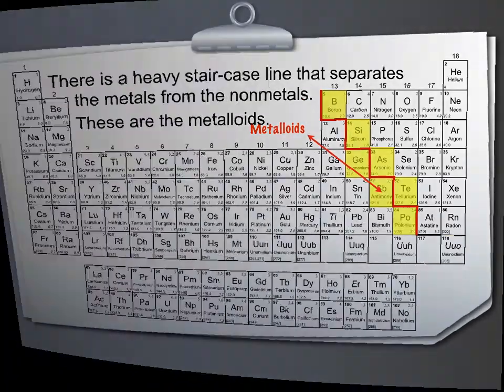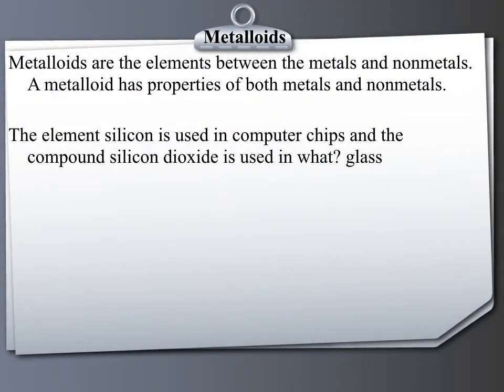Now, what makes a metalloid a metalloid? Metalloids are elements that have properties of both metals and nonmetals. The element silicon is used in computer chips, and silicon dioxide is used in glass.